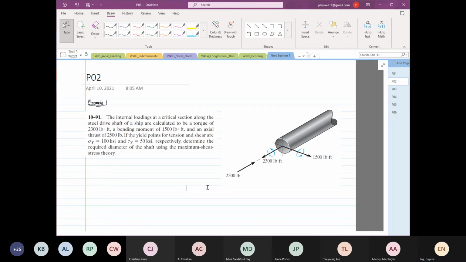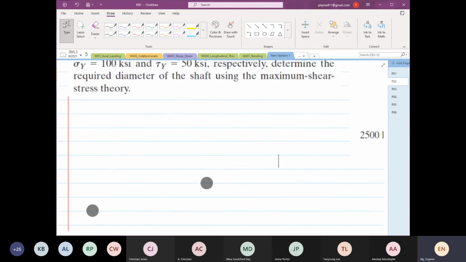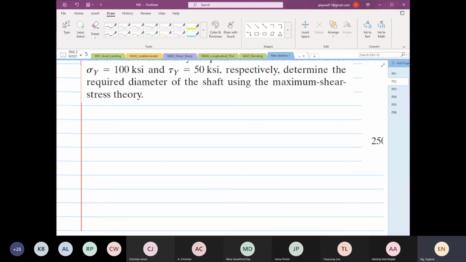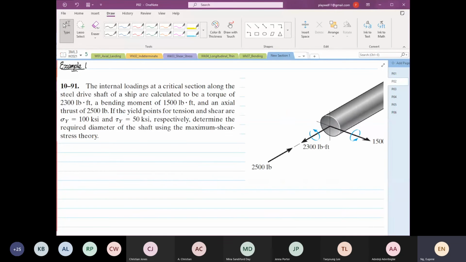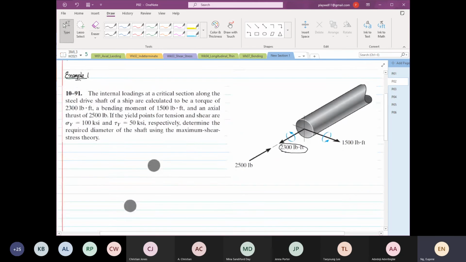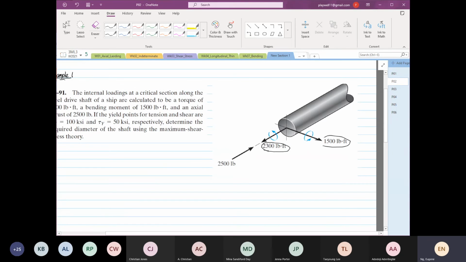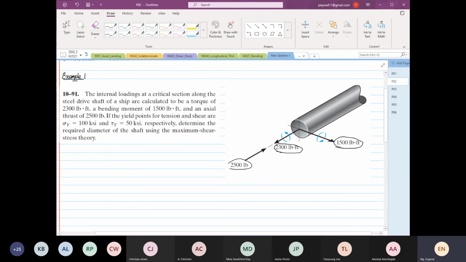Right. So for this case, we are going to combine everything that we have learned. So what do I mean by combine everything that we have learned? Before we go on, let me show you what the problem is first. The internal loading at a critical section along the steel shaft of a ship is calculated to be a torque of 2,500 pound-inch. So we have a torque. Don't worry about the torque. I will show you the formula. It's real easy. I know we have not learned torque, but nothing to panic about. It has a bending moment of 1,500 pound-feet, and it has an axial load of 2,500 pounds.